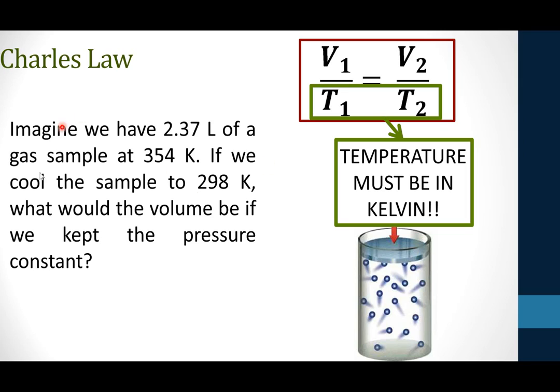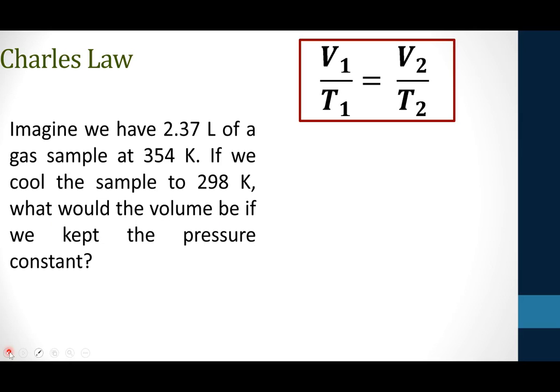Okay. So let's dive into an example, and I'm just going to clear up this slide a little bit so that we have some room to work. So imagine you have 2.37 liters of a gas sample at 354 degrees Kelvin. If we were to cool that sample to 298 degrees Kelvin, what would the volume be if we kept pressure constant?